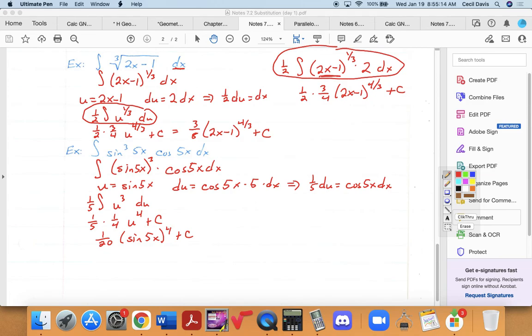And again, you could do the chain rule on this. You could multiply the cosine of 5x times 5 and stick a 1/5 out in front. But again, it's just a lot to look at. Okay? Any questions about that?